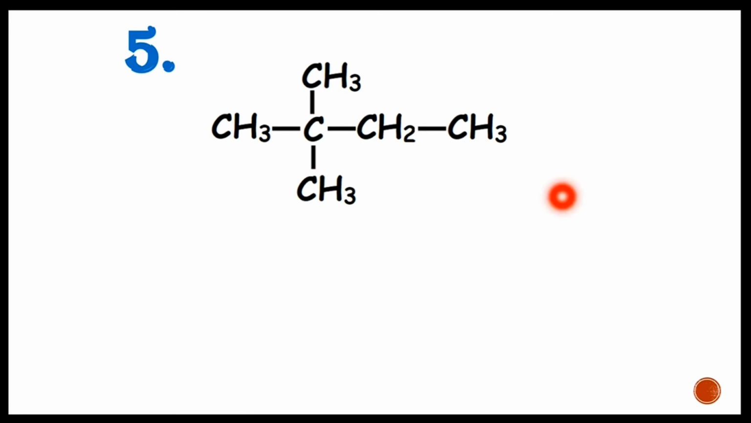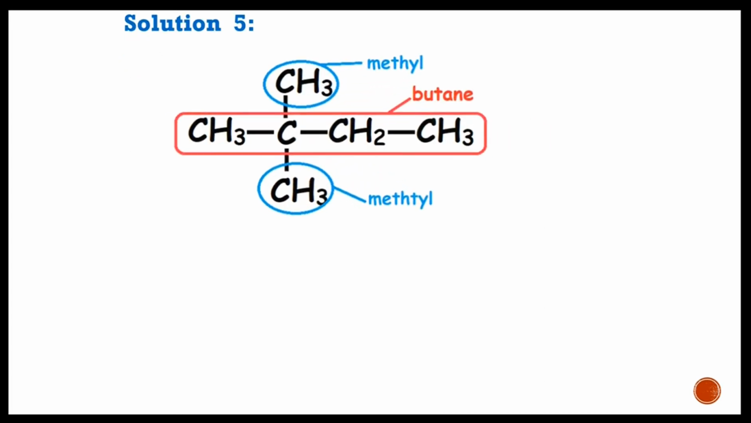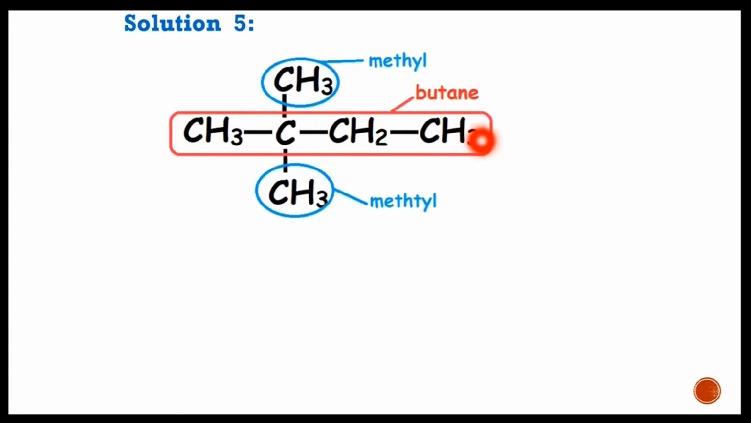Alright, so we have our fifth example. This fifth example, let's check out the longest chain. We have 1, 2, 3, 4. So 1, 2, 3, 4. It's going to be the longest chain. We mark it out. Okay. We single it out and we'll be left with 2 methyl substituents. So 1 and 2.